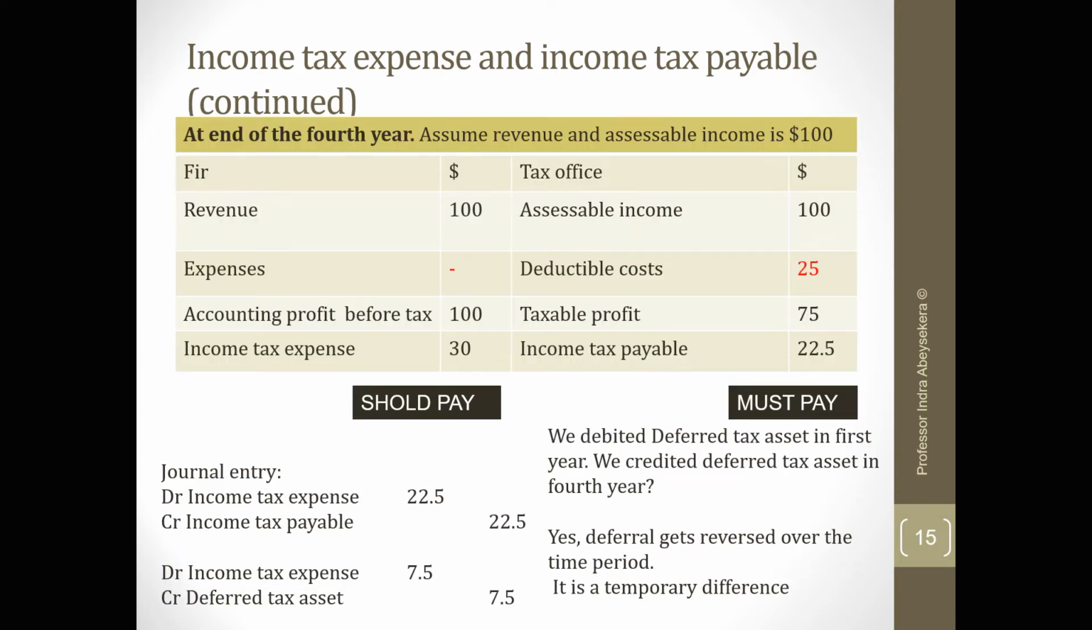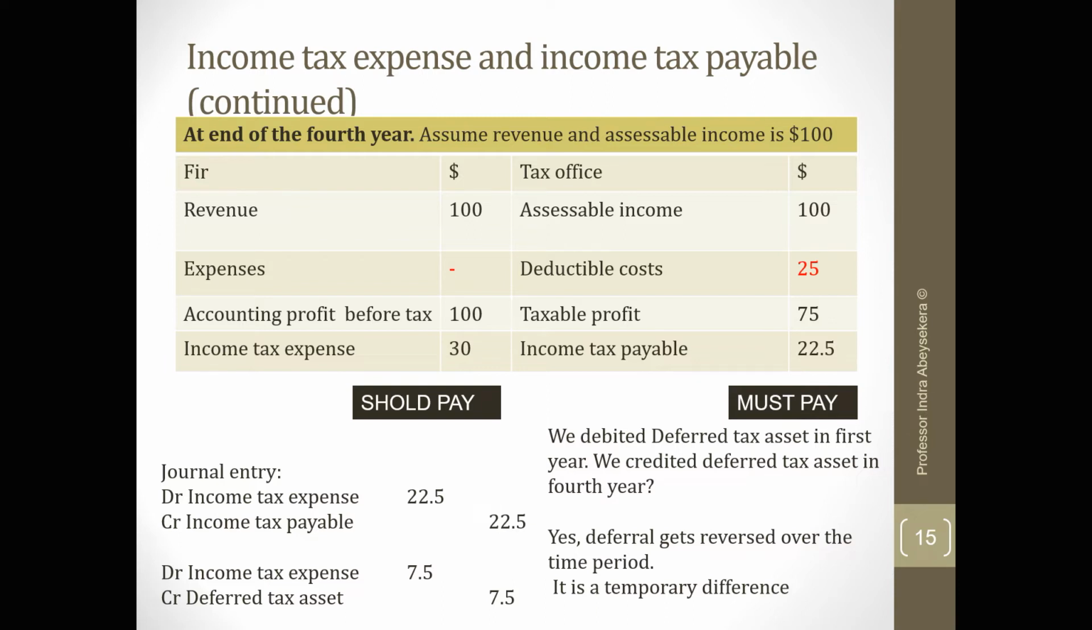At the end of the fourth year, on the transaction, we look at the depreciation. We can see here that accounting does not have any depreciation expense. It's zero because the asset was depreciated over 2 years. The tax office will depreciate over 4 years, so there's a deductible cost of 25. And then we record the income tax payable, which is 22.5. So our first journal entry is debit income tax expense 22.5 and credit income tax payable 22.5. And that's our first entry.